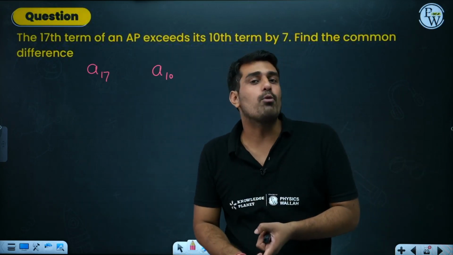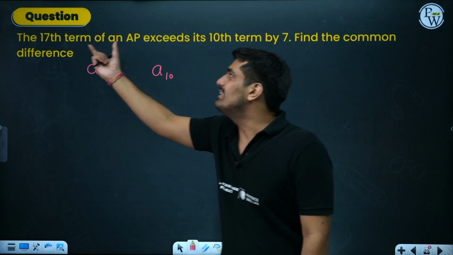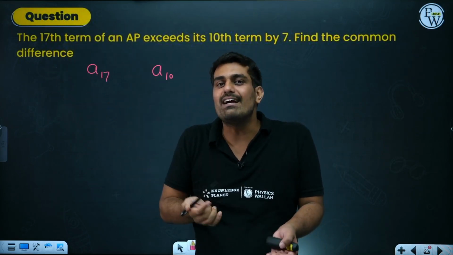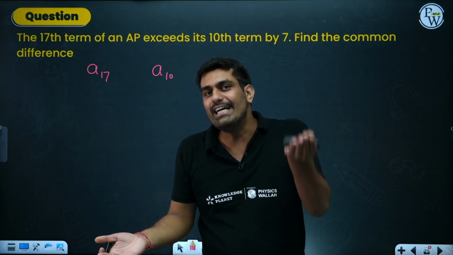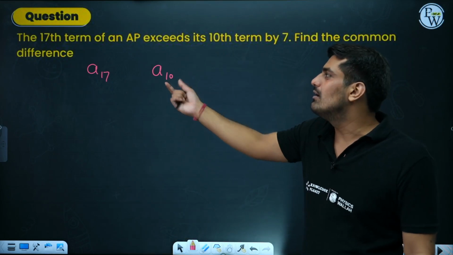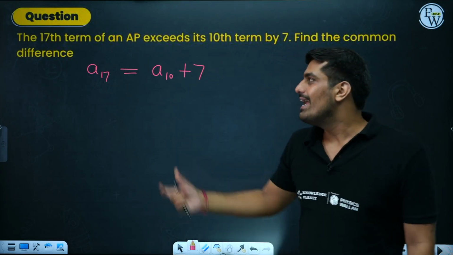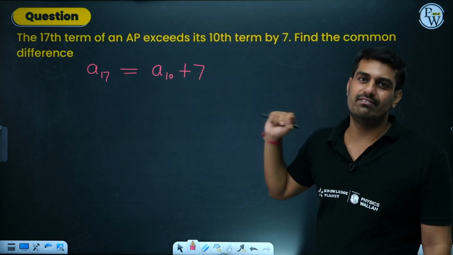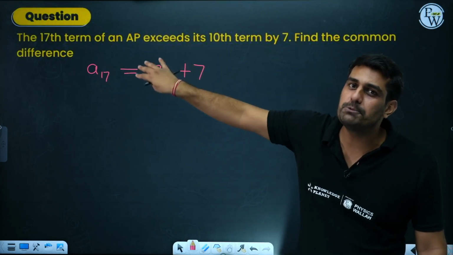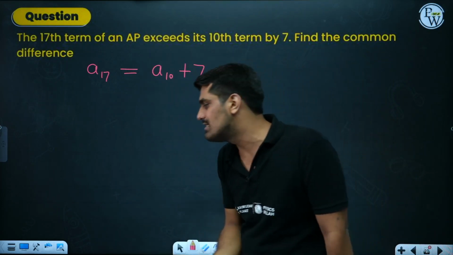In such a word problem, always make sure that you know which term is the greater one. When they say the 17th term of an AP exceeds, that means this term is greater. This is like a beam balance. You need to add something on the smaller side so as to make the balance equal. Because A10 is smaller, you need to add 7 to this side so that this becomes an equation. A17 is equal to A10 added with 7. Once you are able to convert this English statement into mathematical form, things are very simple from here onwards.